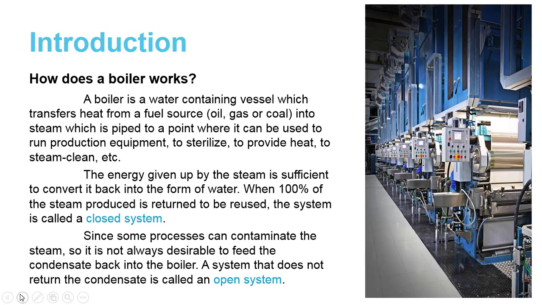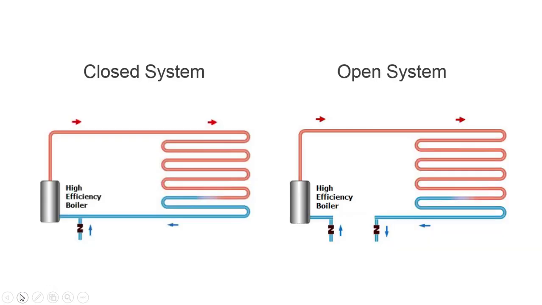So there are basically two major types of system: one is closed system and another one is open system. We will see with the picture. Closed system, it is a high efficiency boiler. You can see the red pipeline is a steam, then all the condensate is collected through the blue, and it goes to the boiler. So its cycle is closed. Whereas in open system, the steam goes in the red pipeline, then it becomes condensed. The condensate goes to the well, or it goes as a waste. This is called the open system.